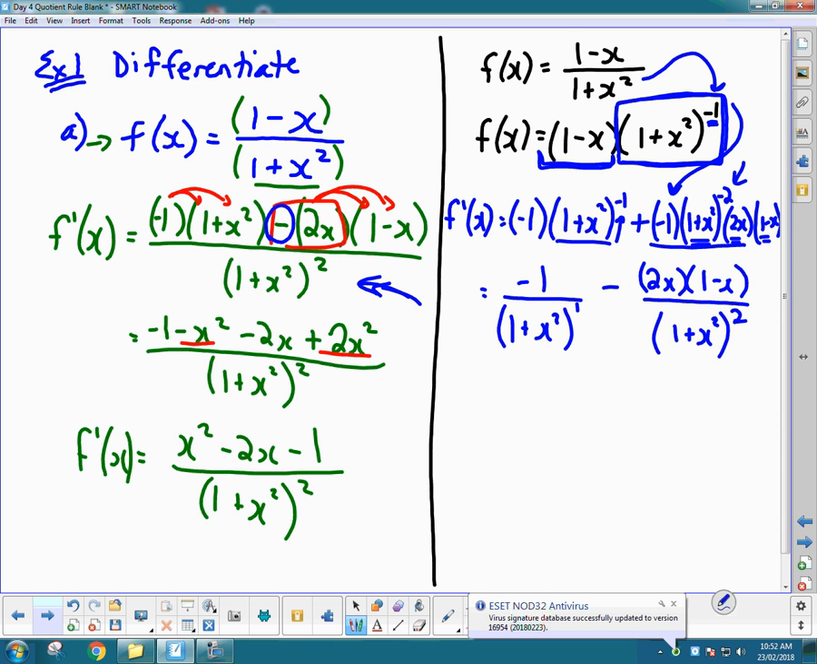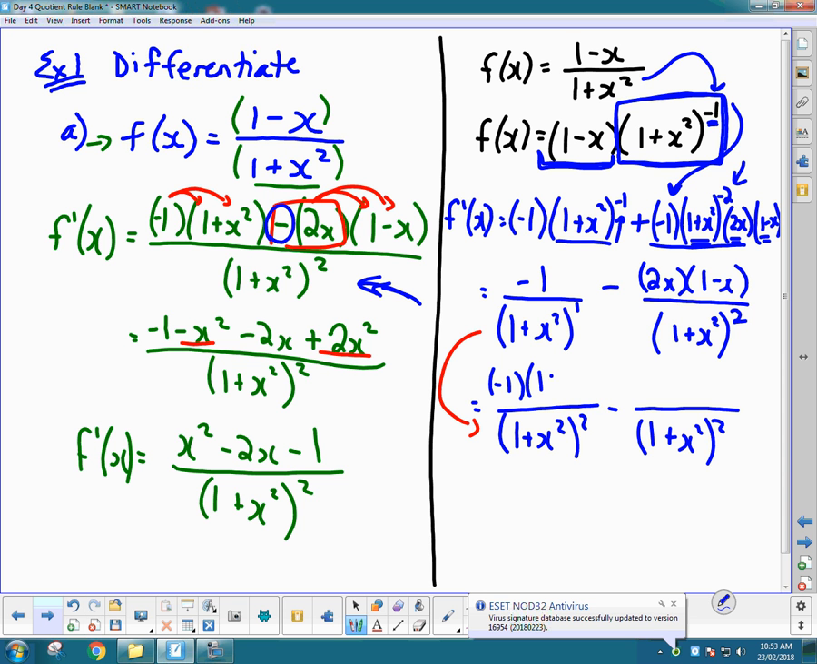In fact, in order to subtract these two fractions, I need to find a common denominator, and the most logical one is already there: (1 plus x squared) all squared. I asked myself, what do I multiply by this to get this? Well, I had one of them here, and then I ended up with two of them, so I must have squared it. So the top has to get multiplied by that. The top is a negative 1, and it gets multiplied by one of these. Next, on the other side, the denominator hasn't changed, so I don't need to multiply anything on the top. It's just going to be as is.